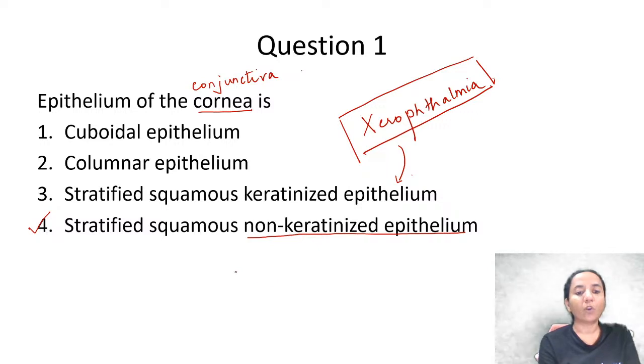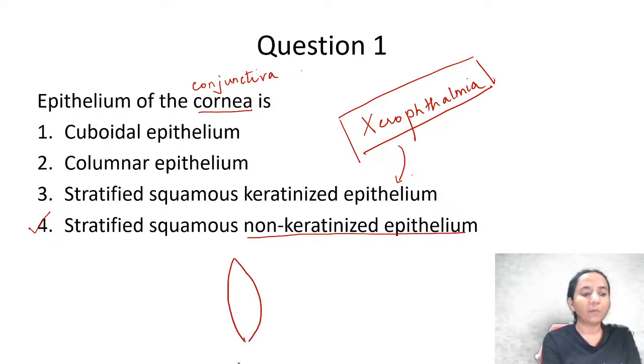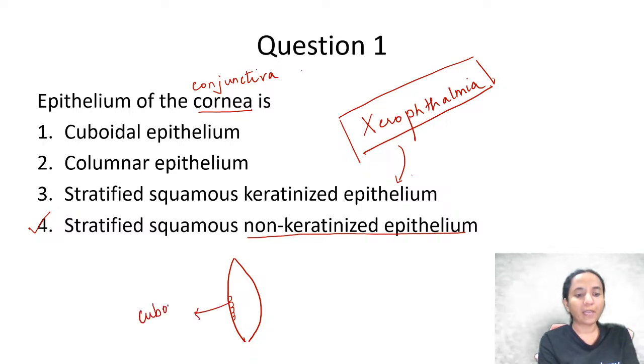And if we are asked what is the epithelium of the crystalline lens, then see, at the center, the epithelium of the crystalline lens is cuboidal. Cuboidal epithelium at the center, and the same epithelium as we move towards the periphery becomes elongated like this, and it becomes columnar.